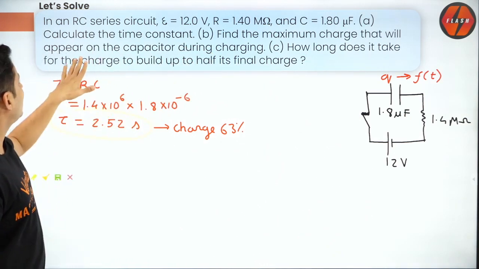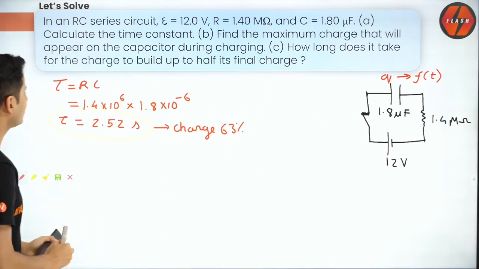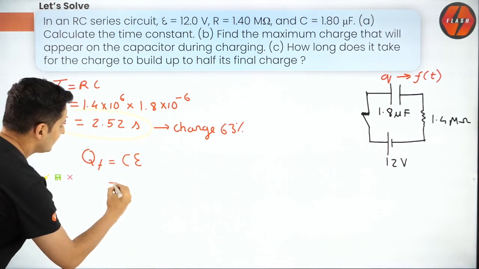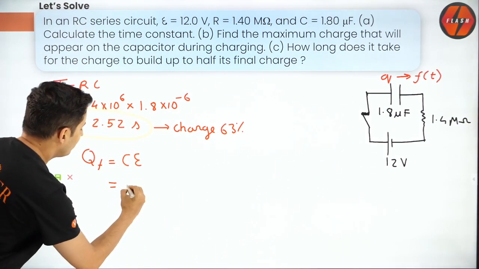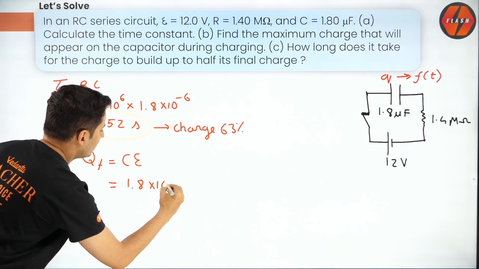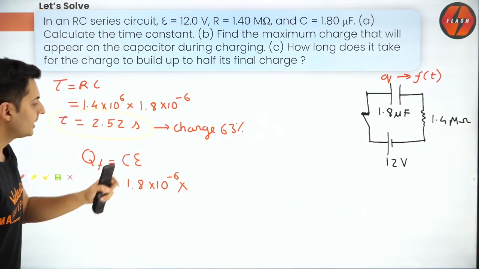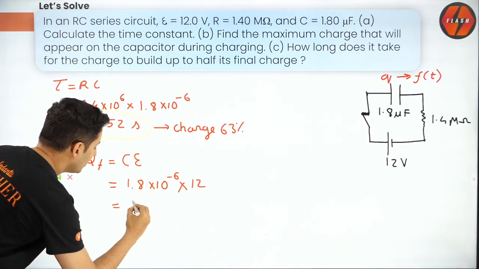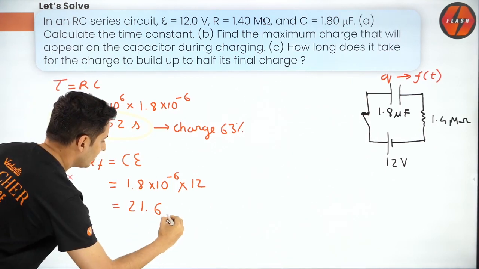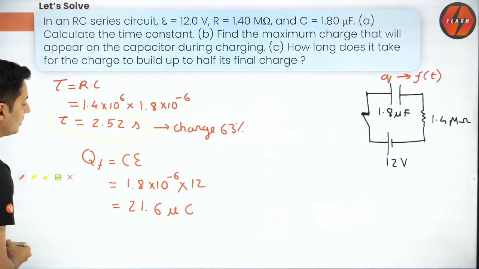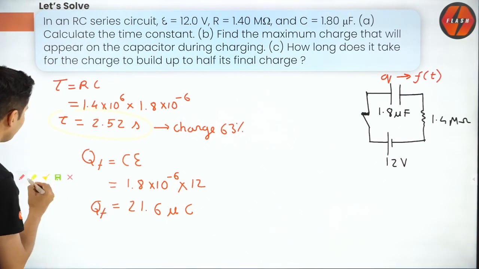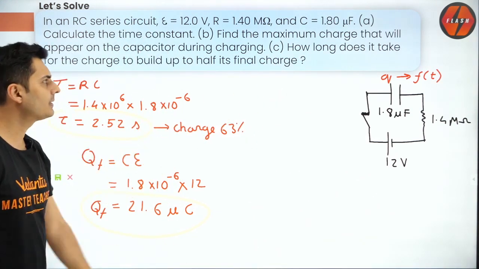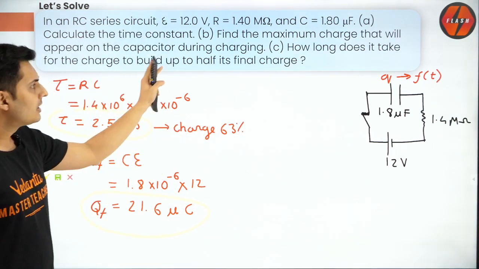So what will be the maximum charge that will appear on the capacitor? The final charge, Q final, is just CV or CE. That's it. C is nothing but 1.8 micro, meaning 10 to the power minus 6 farad, and voltage is nothing but 12. So come on guys, what will be the answer? It should be 21.6, but this will be microcoulomb because of the 10 to the power minus 6. So that is your final charge on the capacitor eventually. That's the second answer.